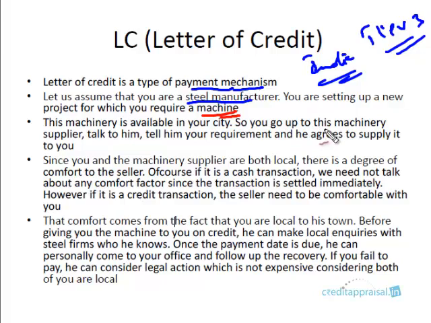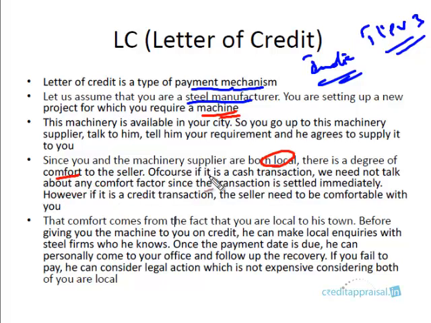So what you do, you just walk up to this machinery supplier, you talk to him, you tell him your requirement, he will list out the various products he's got, and finally you agree on the price, and he agrees to supply it. It's a very simple process. The advantage here is both of you are local. So definitely there is a degree of comfort.